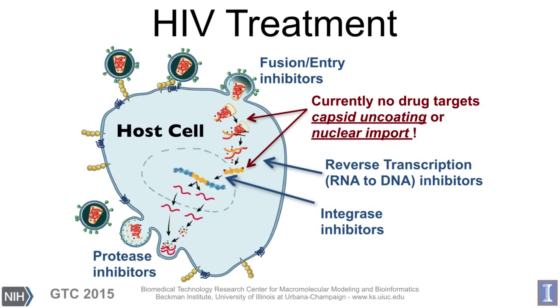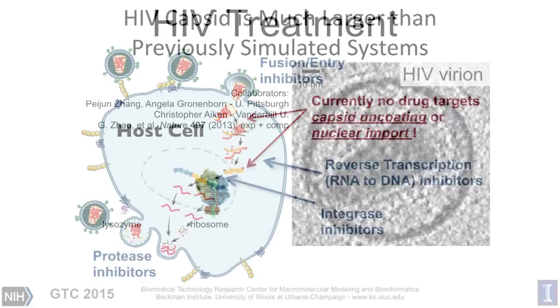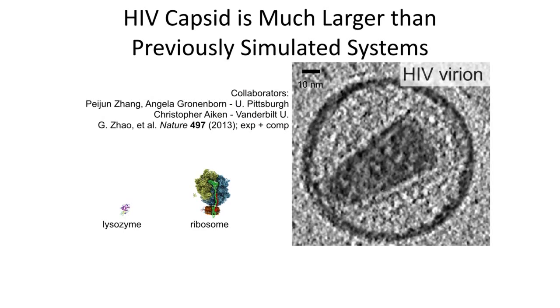We believe that one reason monkeys can coexist with the simian AIDS virus without actually getting sick is because they have regulation and a way to control this process. So this is a large simulation across many scales.